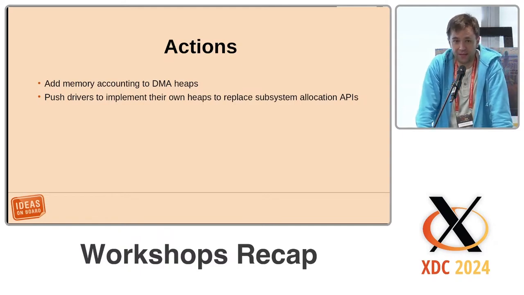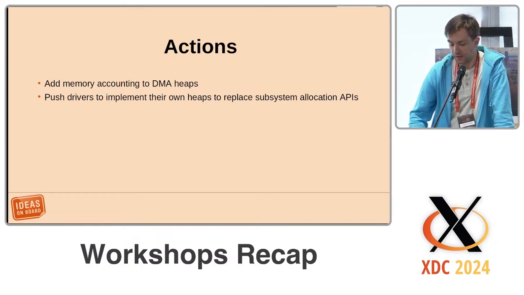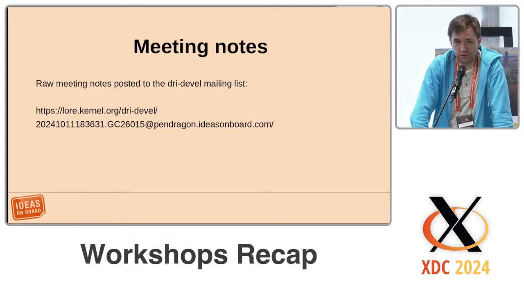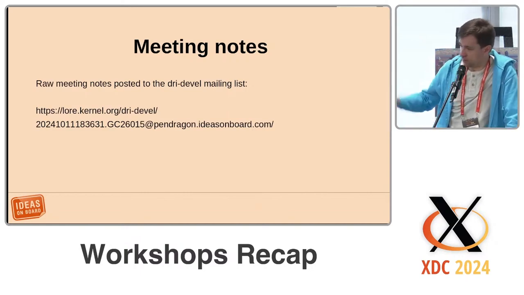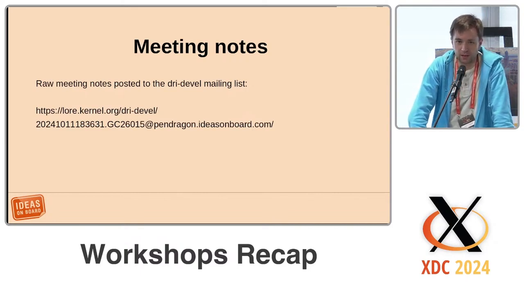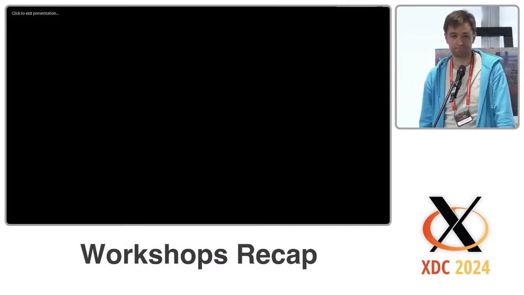And then once we have that, it means that we'll have access to DMA heaps in Linux distributions, and we can try to start pushing drivers to implement their own heaps when they have specific allocation requirements. Meeting notes, the raw meeting notes, I've posted them to the dri-devel mailing list and Linux Media and cross-posted to another one. So hopefully the slides will be published and you can grab the link. But otherwise, go to the archive of the dri-devel mailing list on lore.kernel.org and you will find the raw meeting notes. They're a bit rough because they were raw. And that's it.